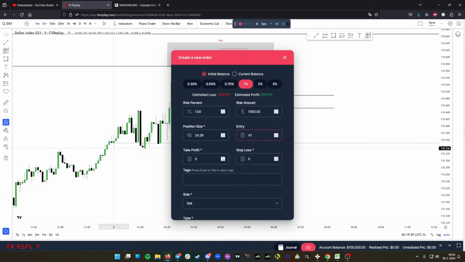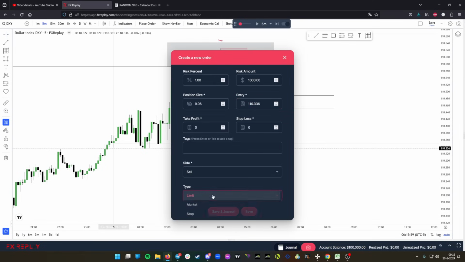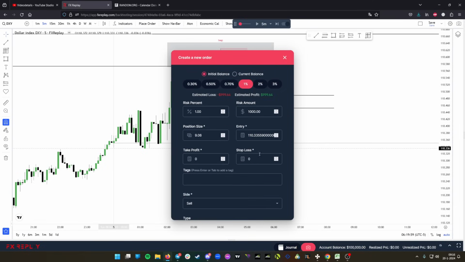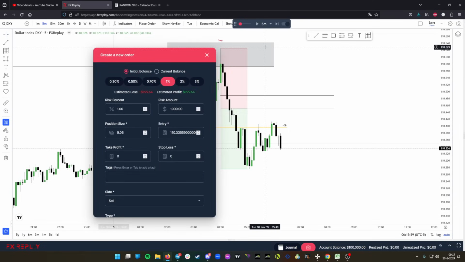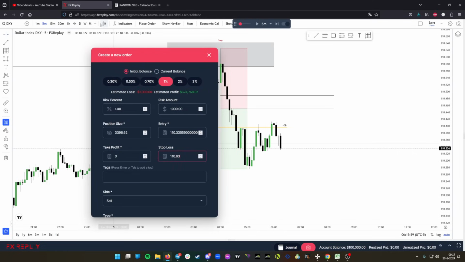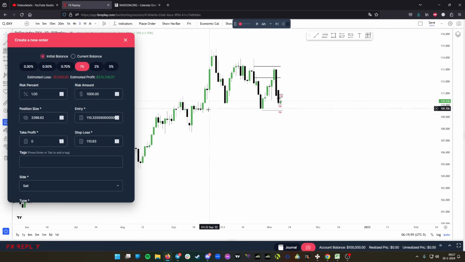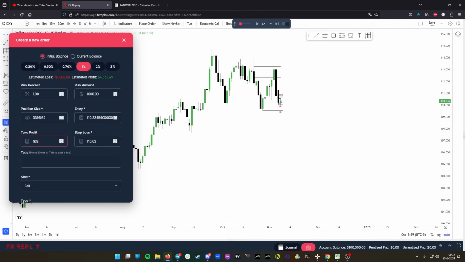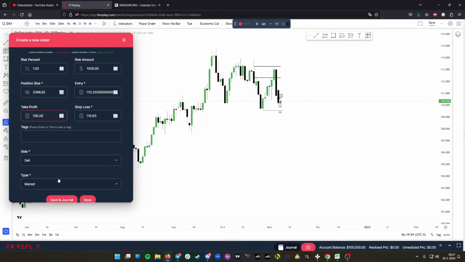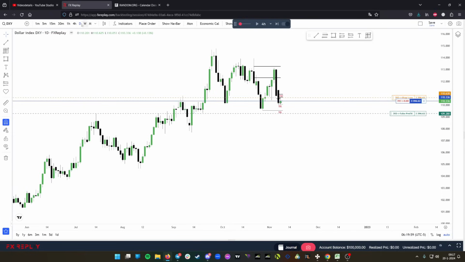Can we trade DXY by the way? Yeah, right. 110.336. That's where we are on a market. Oh, it actually does it like that. Okay, so the stop loss should be 110.63, so wider stop loss, 110.63. And then we're going to aim for the imbalance on the daily time frame, which is down here, which is 109.28. 109.28, which is a 1 to 3.5. And we're going to scale in obviously with another position. So let's execute that one.